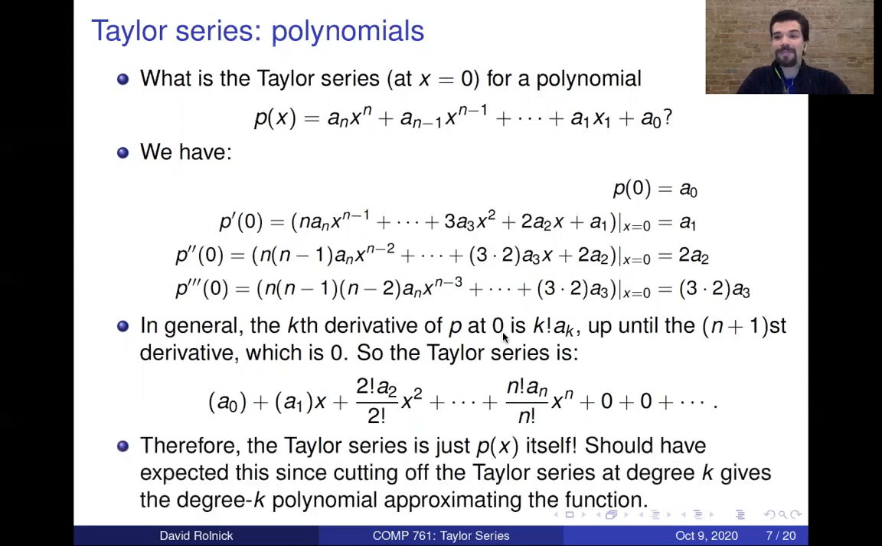And maybe this shouldn't be surprising, because remember, the way we went about creating a Taylor series, we were creating these polynomials that approximate the function. Well, if your function is already a polynomial, then clearly the best approximation to it by polynomials is itself, which is a perfect approximation. So the Taylor series is actually finite if it's a polynomial, and it's just the polynomial.